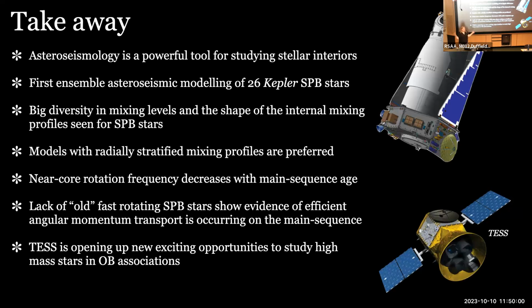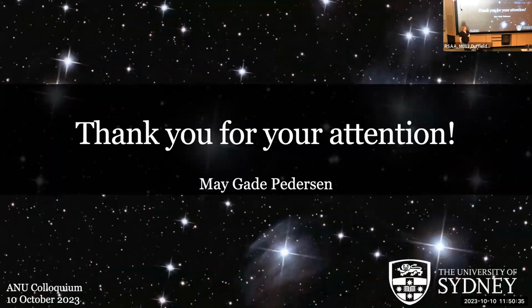So I hope what you'll take away from my talk is that asteroseismology is super cool. We can use it for a lot of interesting things. We can tell what the internal mixing and rotation of the stars look like. We were able to do an ensemble asteroseismic modeling for 26 SPB stars observed by Kepler, and found that the mixing levels are very diverse, but there seems to be a preference for more stratified mixing inside the stars. And finally, TESS is opening up new exciting opportunities for studying massive stars, especially in OB associations. With that, I'd like to thank you for your attention and happy to take questions.